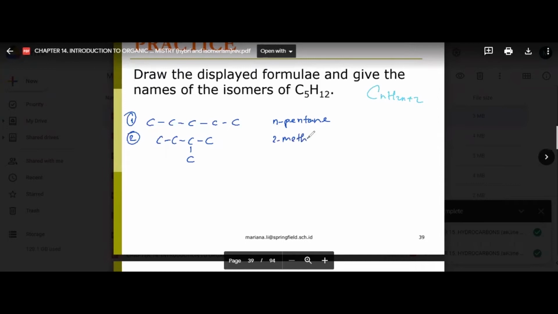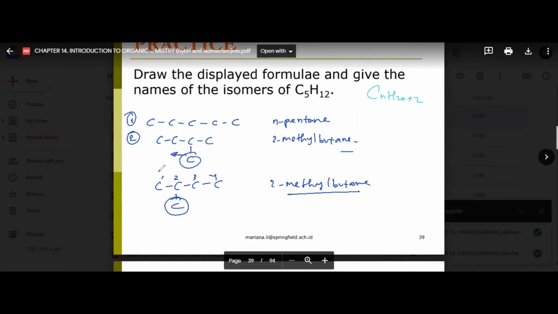Yes, it is 2-methyl butane. And if you move this to the third carbon, then naming it would be 2-methyl butane as well. Because now you should number from the left, to make the branch have the lowest number, right? So actually this is the same as this, even though you already moved it.